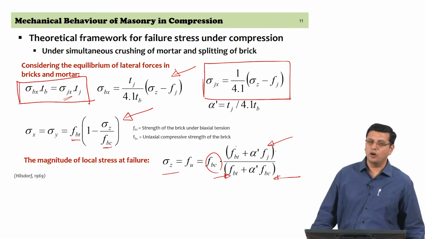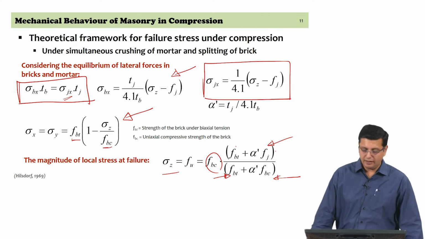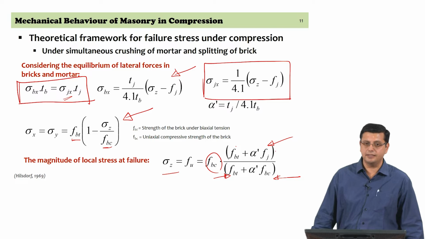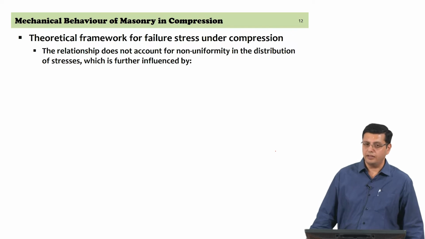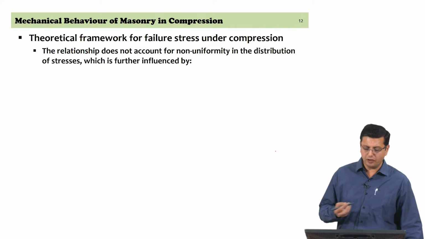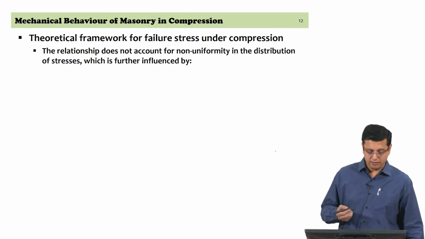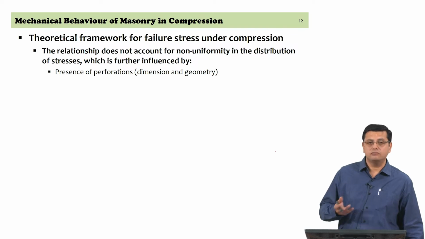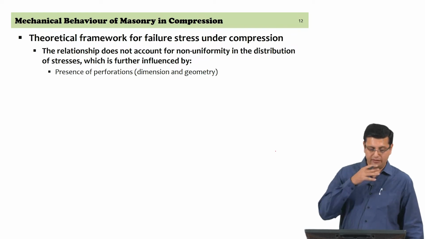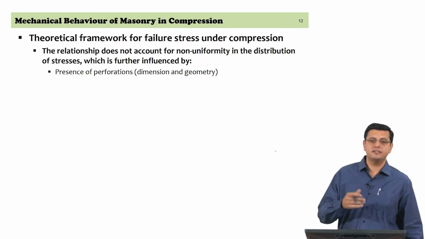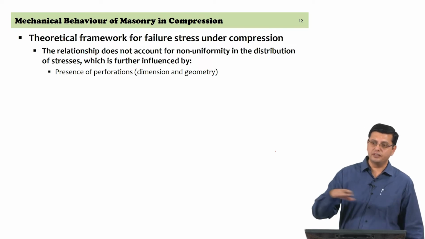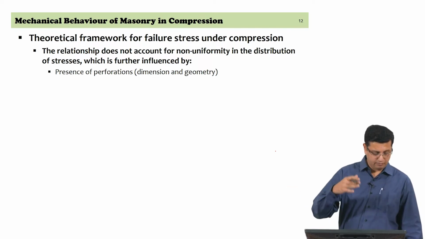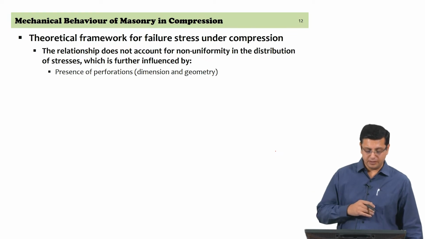So, that non-uniformity in the distribution of stress, owing to several factors, needs to be accounted for. So, it is included in an empirical manner in this expression. This non-uniformity is actually coming from several sources. Some of these sources are, you can have perforations in the geometry in the block itself, and then the dimensions of these perforations can be different. That can lead to a different state of stress in the block, in the masonry prism itself.